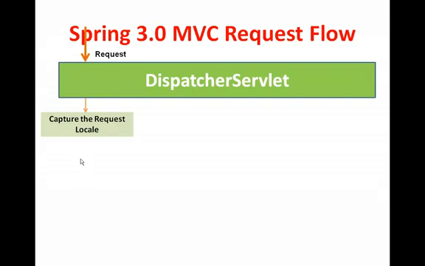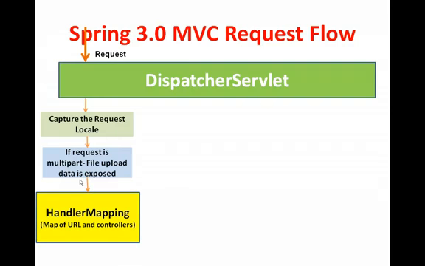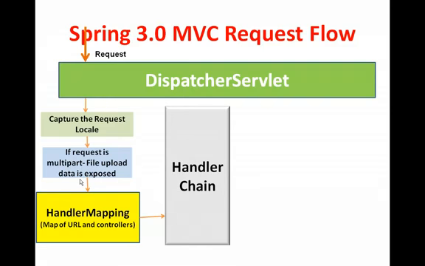So the locale will be captured first, and then it will be checked whether the request is landing with a multipart MIME type header or not. If it is multipart, it is known that a file is being transferred from the server or from the client, and the components will get ready to handle that request accordingly. After that, the responsibility is given to the handler mapping, which will give the information of which component, which controller, needs to be invoked, and then the responsibility will be given to the handler chain.